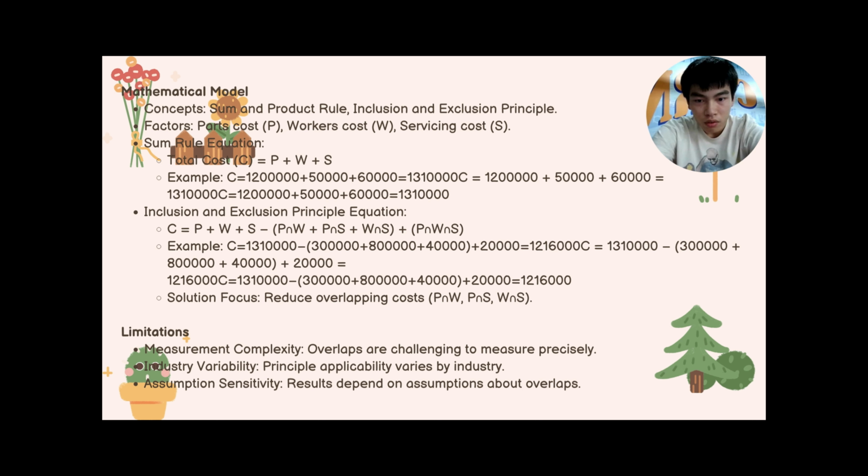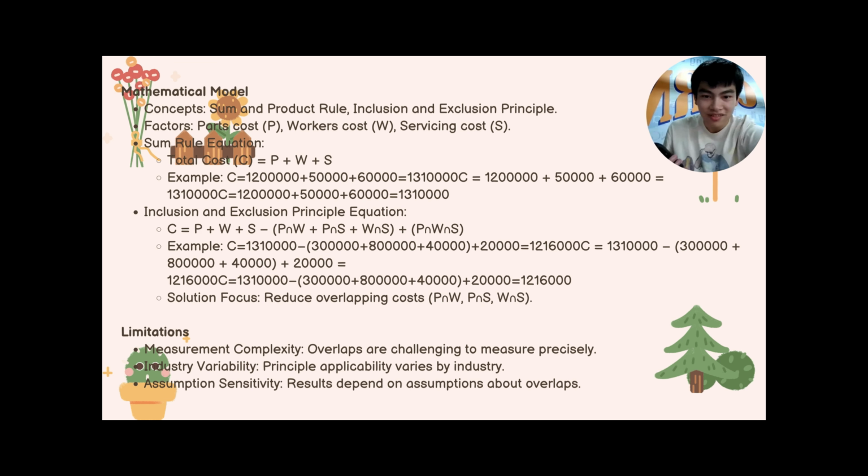Then we talk about limitations. First, measuring our life cycle is incomplete. Second, applicability varies by industry. Third, results depend on our life assumptions. The model helps us reduce our mapping cost for accurate conclusions. Thank you.